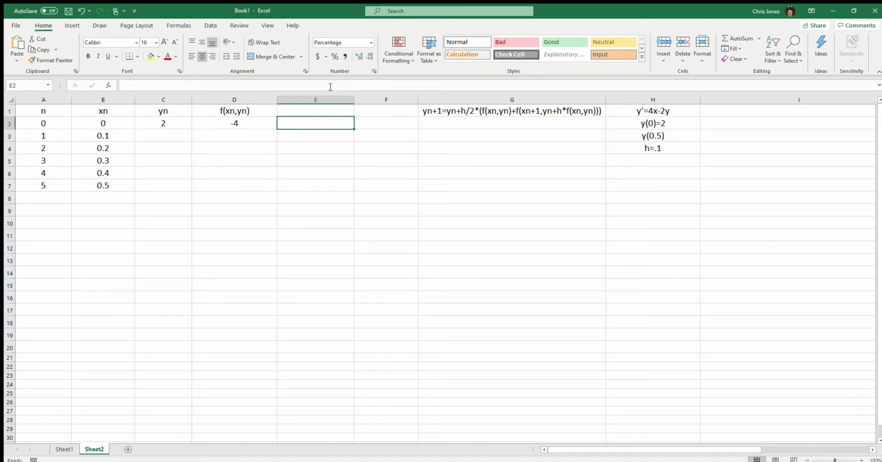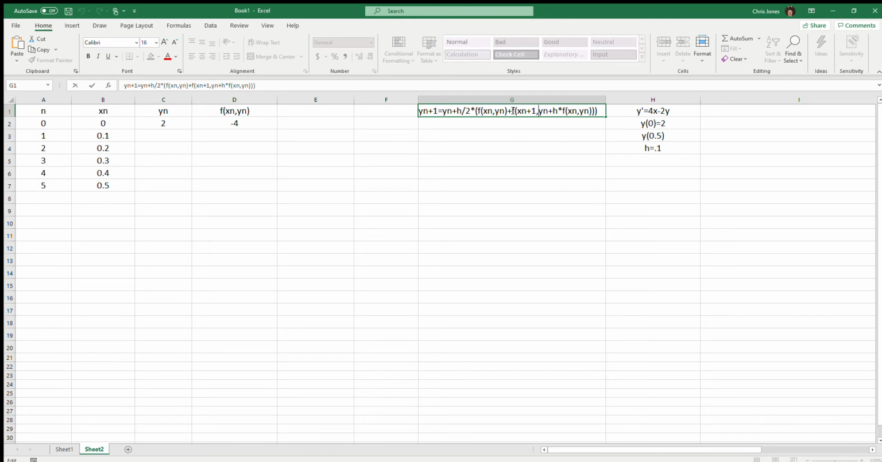Now that's going to be the first part of our formula. Now we can figure out what this is, and this isn't too difficult because we know what the next x is. So f at x sub n plus 1 is just going to be in the next cell for x. So this is going to be our f at x sub n plus 1, comma, y sub n plus h times f at x and y sub n.